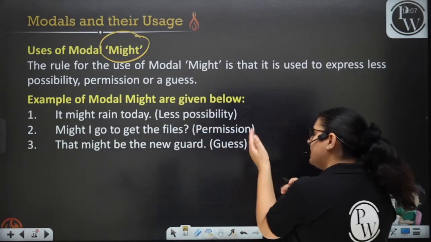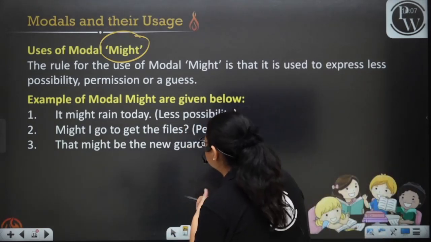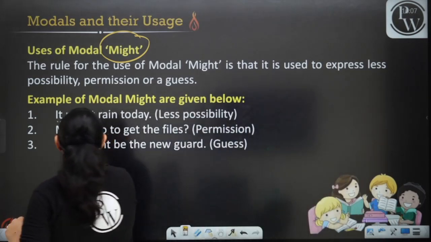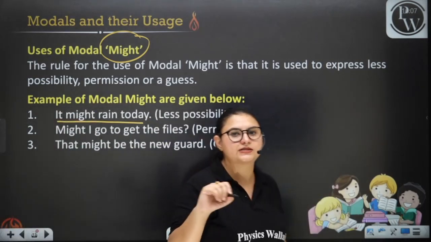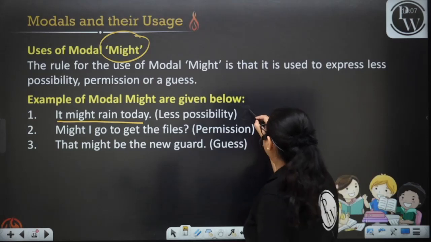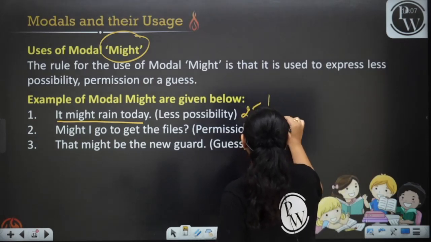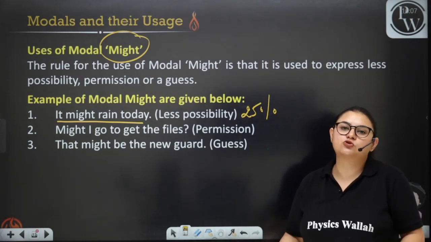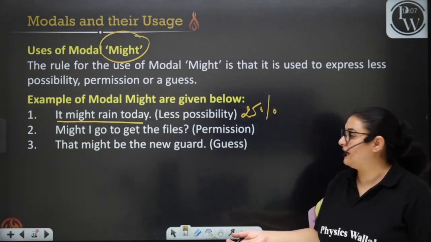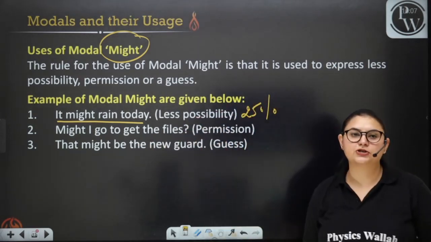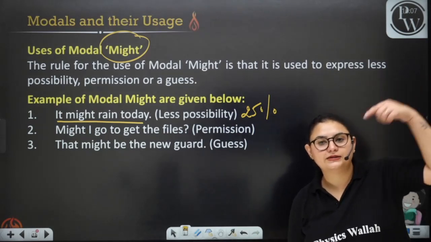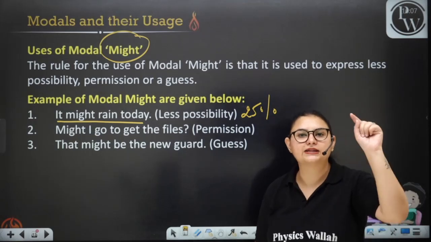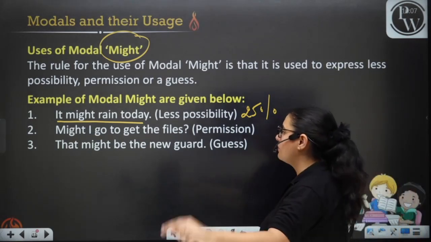Now, let's see with the help of examples. Examples of modal might are given below. It might rain today. The person who is saying this thing, he's not 100% sure of it. Maybe he's 25% sure of it. Maybe he thinks that there is 25% possibility of this happening. There is less possibility or probability of this thing happening. Then in that case you use might.